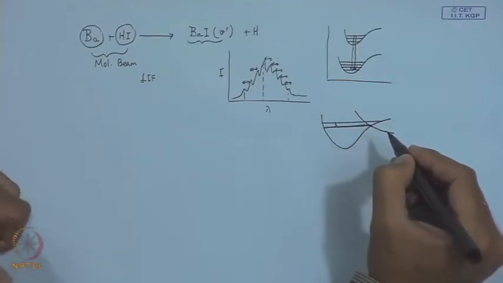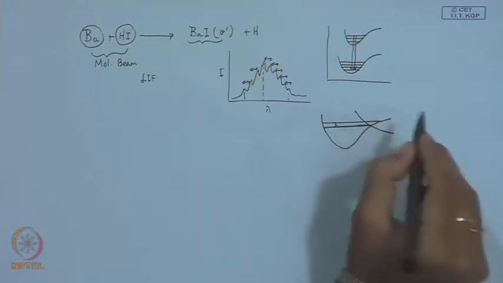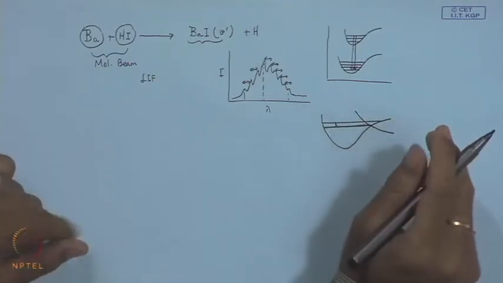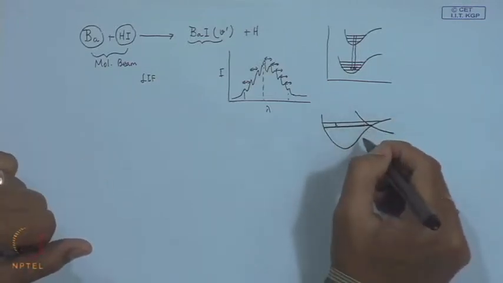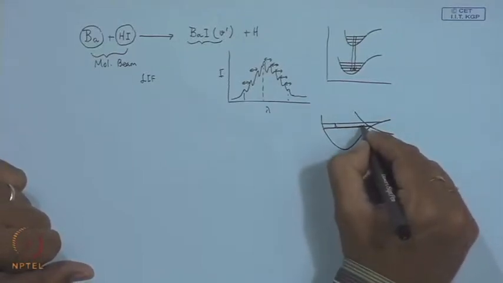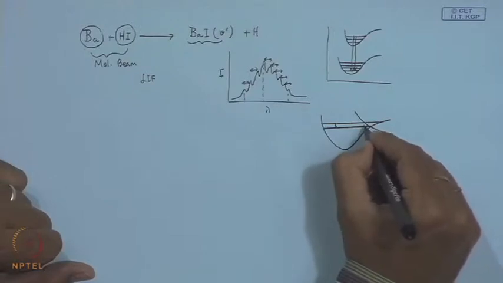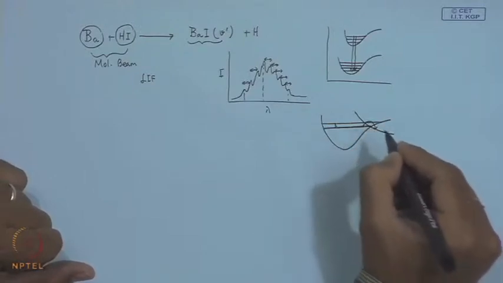So what happens is that the system gets transferred from here to here, leading to dissociation. Like I discussed in femtochemistry, sodium iodide decomposition. Okay, there is a curve crossing. One is dissociative, another is an attractive potential in the surface. So the system gets transferred from the bound state to an unbound state, and then it dissociates.